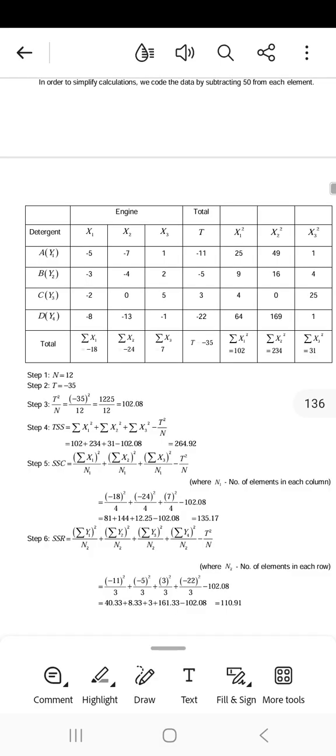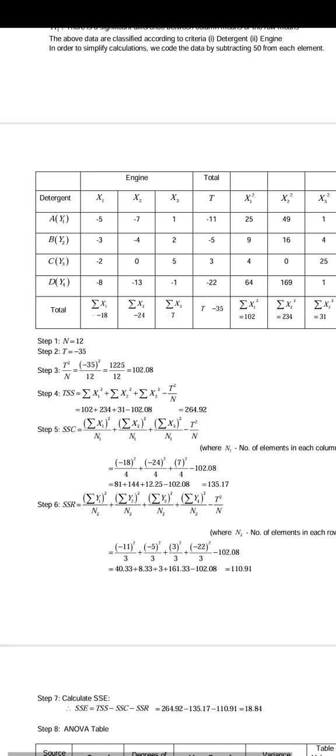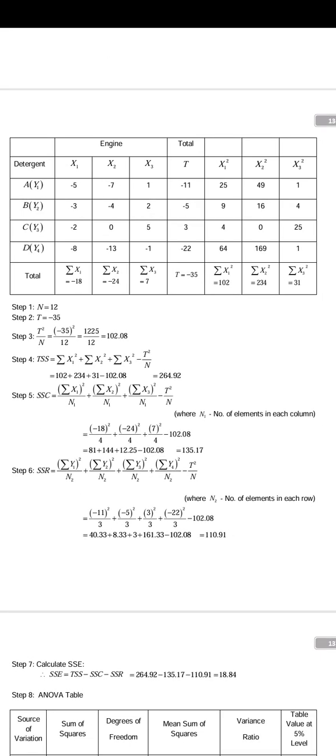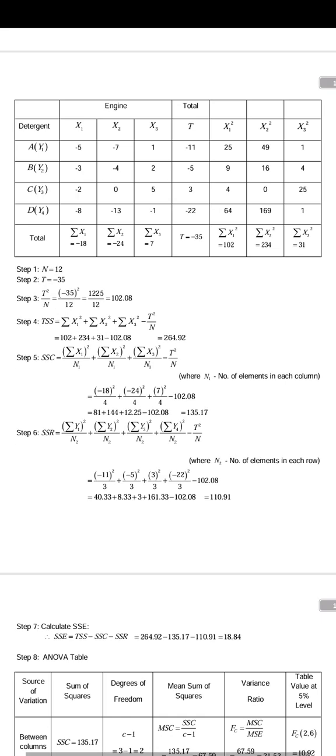Step number 2, take the total value T. The total value T from the observations is minus 35. Next, step 3, find the correction factor, T square by N. So we get 102.08. In step number 4, we have to find the total sum of squares from the observations. The formula is summation X1 square plus summation X2 square plus summation X3 square minus T square by N.